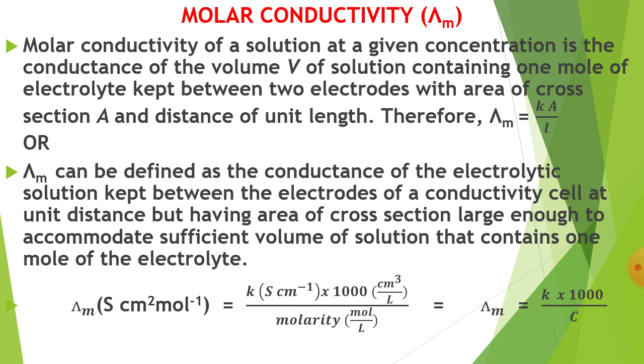Lambda m, its unit is Siemens centimeter square mole inverse, is equal to K Siemens centimeter inverse into 1000 centimeter cube divided by C, molarity, mole per liter. By solving this, we get the formula lambda m equal to K into 1000 divided by C, that is molarity. Here K is conductivity, C is molarity and lambda m is molar conductance. So this formula is most important. You have to learn this to solve your questions given in the board examination also.